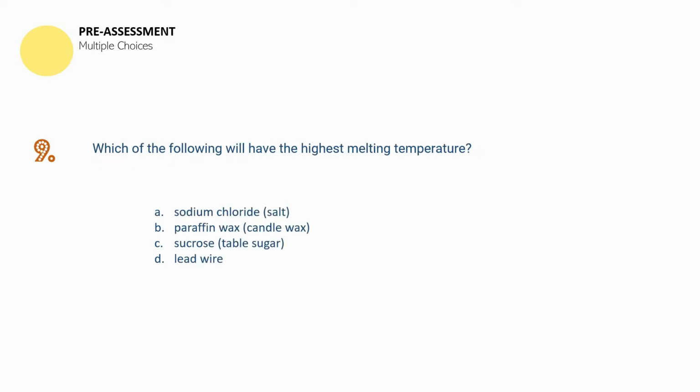Question number 9. Which of the following will have the highest melting temperature? A. Sodium chloride or salt. B. Paraffin wax or candle wax. C. Sucrose or the usual table sugar. D. Lead wire.